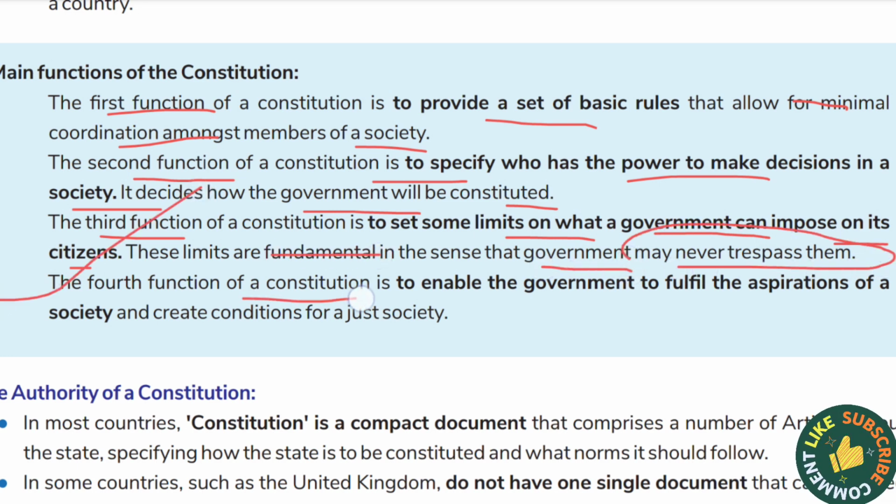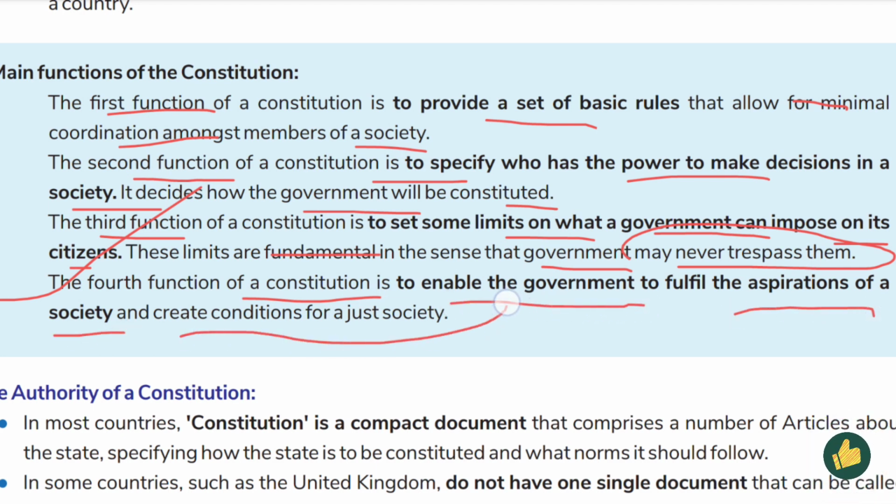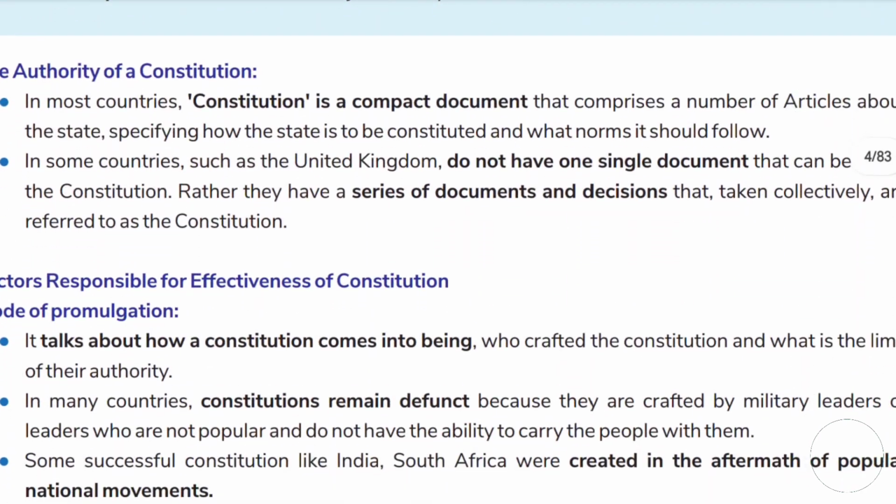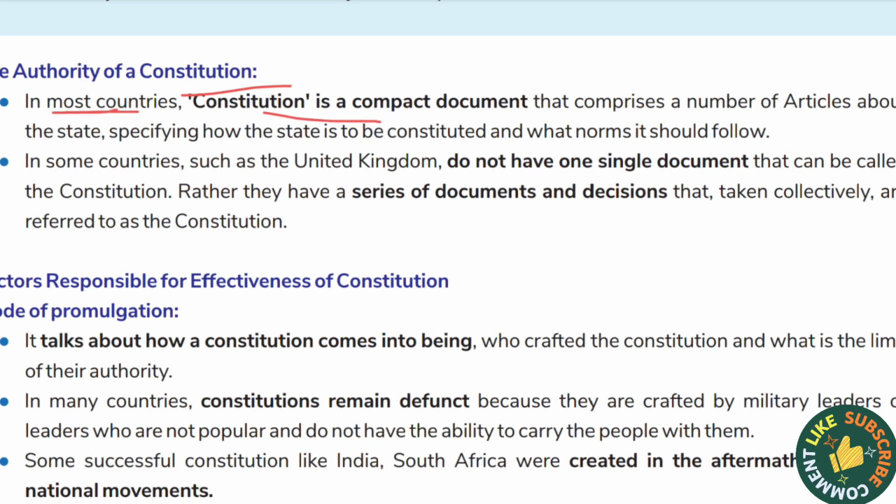The fourth function of a constitution is to enable the government to fulfill the aspirations of a society and create conditions for a just society. The authority of a constitution: in most countries, a constitution is a compact document that comprises a number of articles about the state, specifying how the state is to be constituted and what norms it should follow.